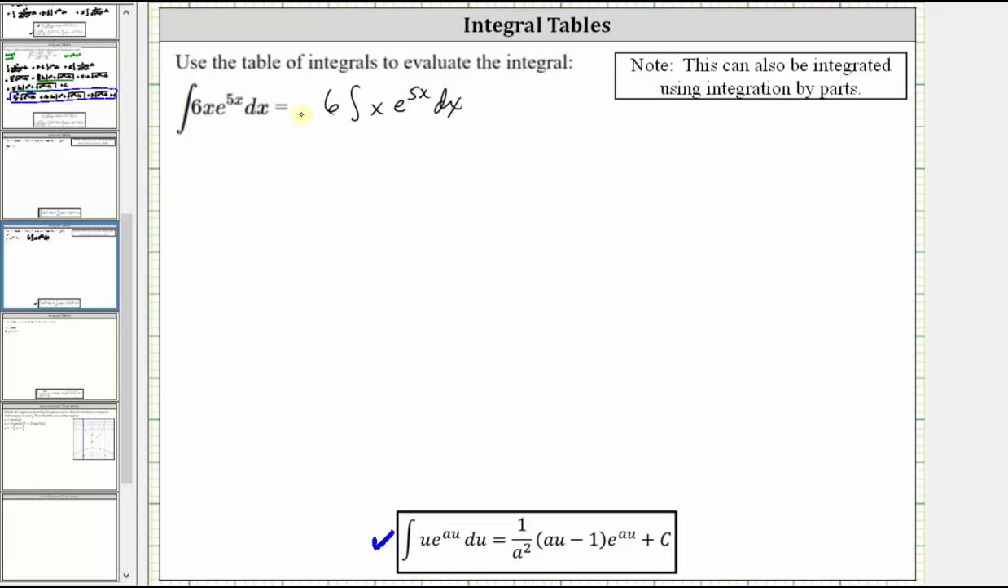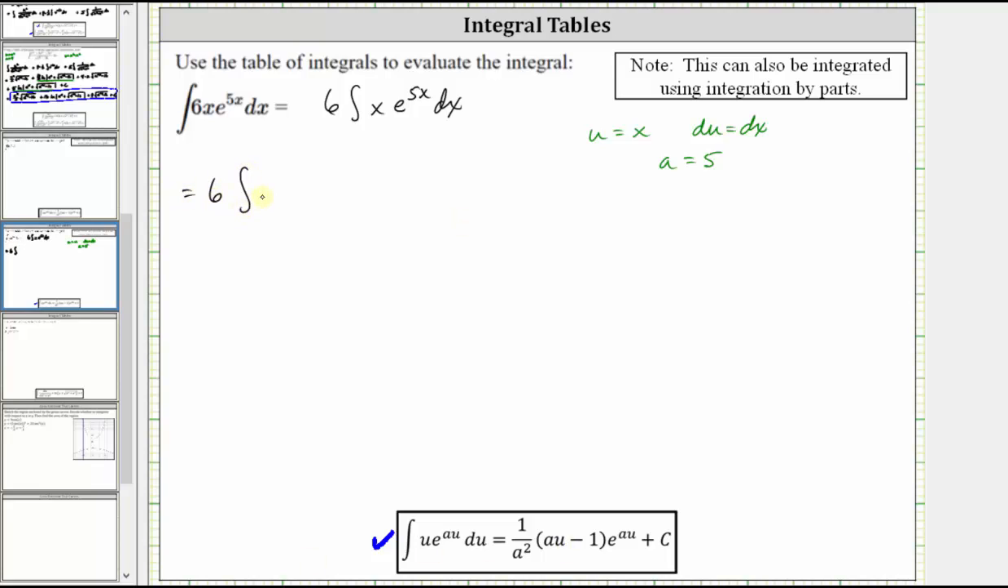And now comparing to the formula, notice u is equal to x, which means differential u is equal to dx, which indicates u substitution is not required, and also notice a is equal to 5. So even though u substitution is not required, let's write the given integral in terms of u and a just to make sure it matches the formula.